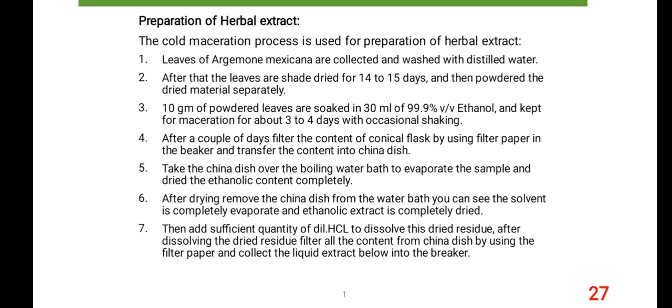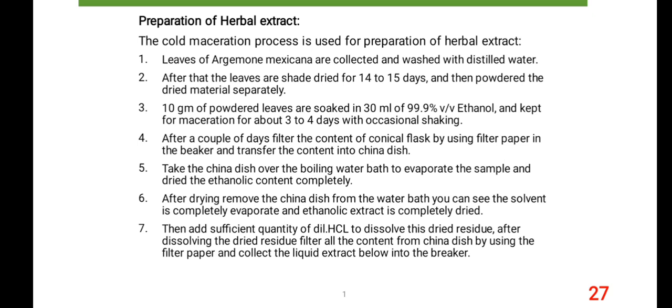After that, the leaves are shade dried for 14 to 15 days and then the dry material is powdered separately. 10 mg of powdered leaves are soaked in 30 ml of 99.8% by volume ethanol and kept for maceration for about 3 to 4 days with occasional shaking. After a couple of days, filter the content of the conical flask using filter paper into the beaker and transfer the content into a china dish.